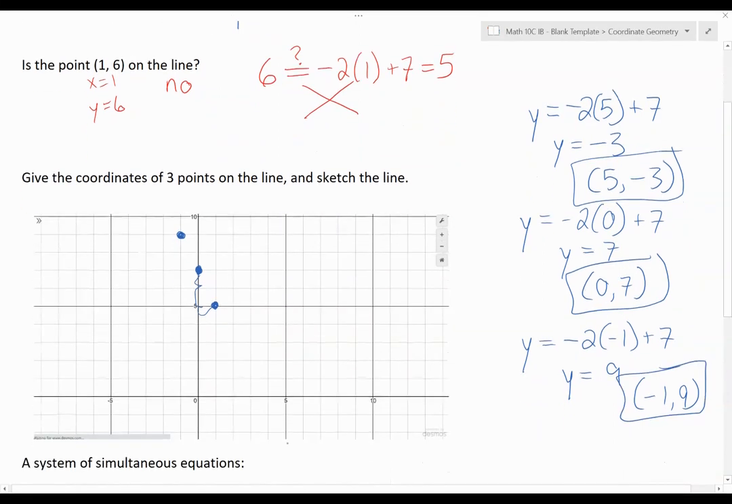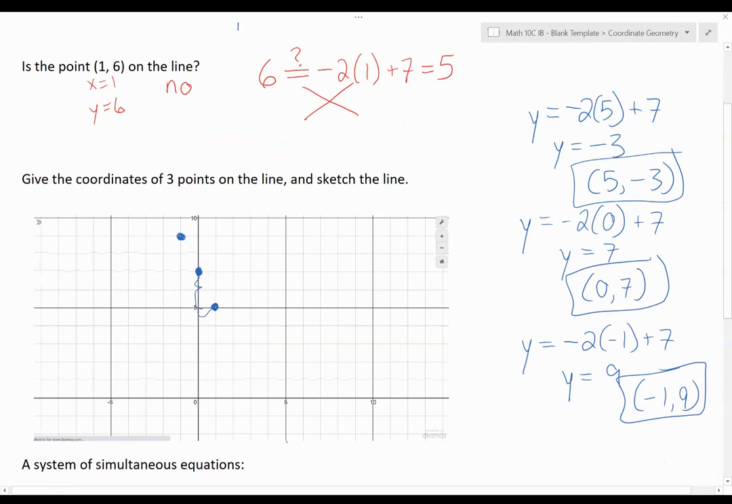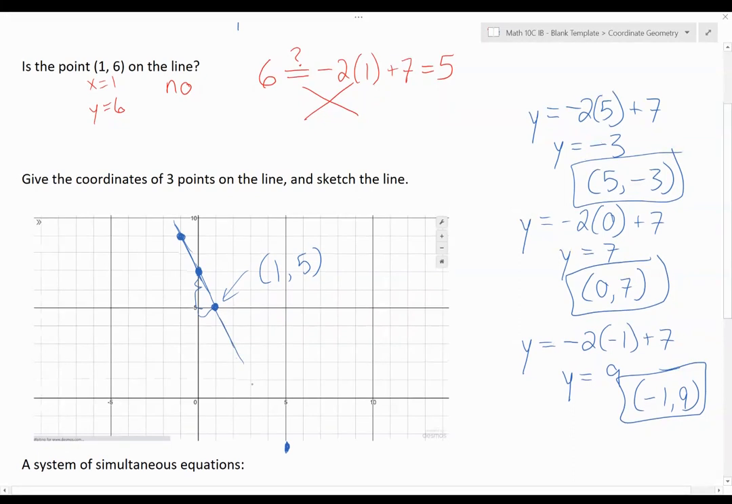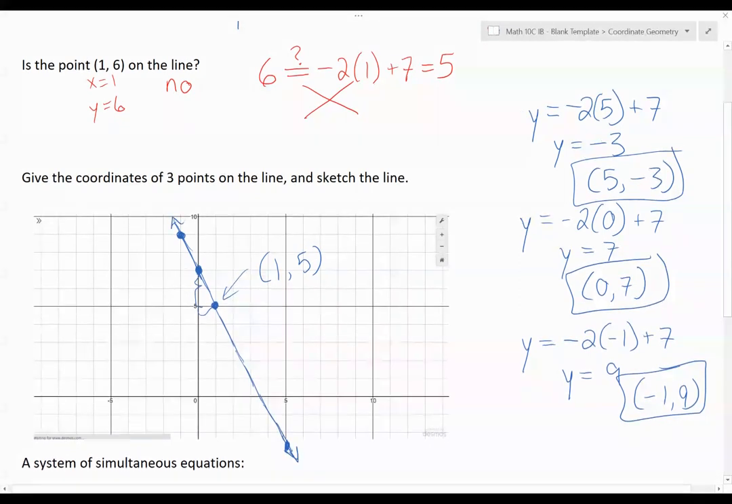So (5, negative 3) is down here. I didn't state the coordinates, but I also know that the coordinates of this point are (1, 5), which I could verify by plugging it into the equation. I don't need to do that, but to sketch the line, it's going to be like this. So that is the line represented by that equation.